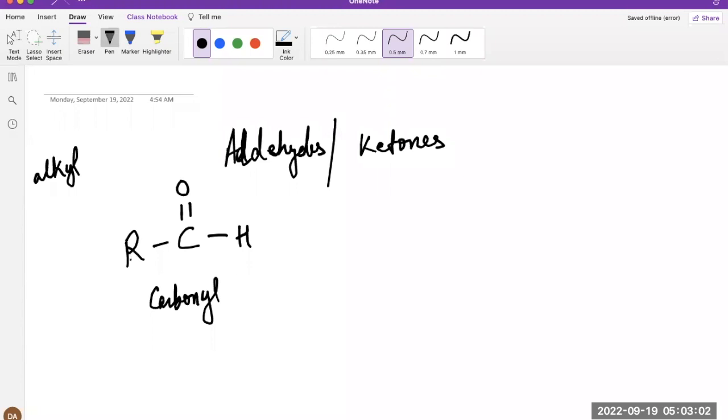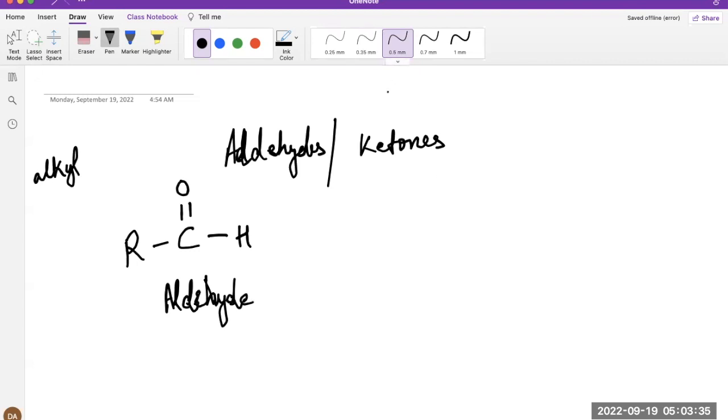Okay. Now, the carbonyl is attached to a carbon on one side and it's attached to hydrogen on the other side. This is when you have aldehydes. Okay, so let me erase the word carbonyl. Carbonyl is just C double bond O. C double bond O is also present in ketones. So aldehyde and ketones both have carbonyl in them. But this right here that you see, this guy here is aldehyde. Okay, so then you would ask, how are ketones different?